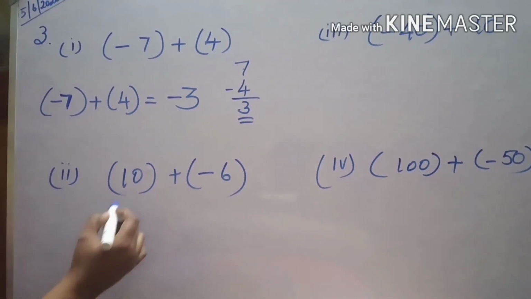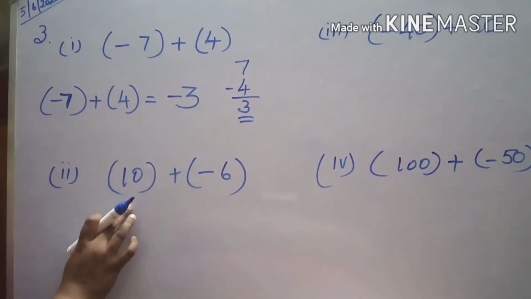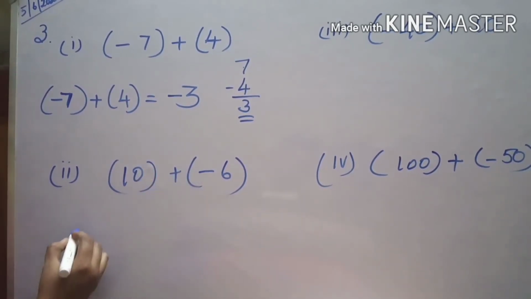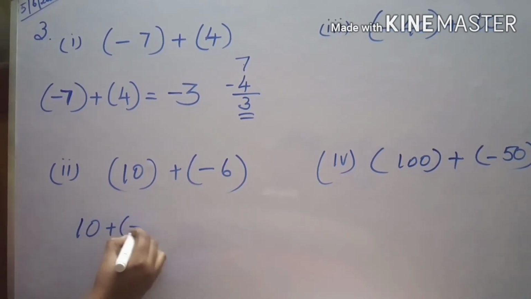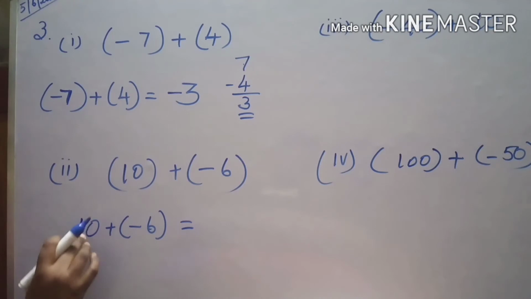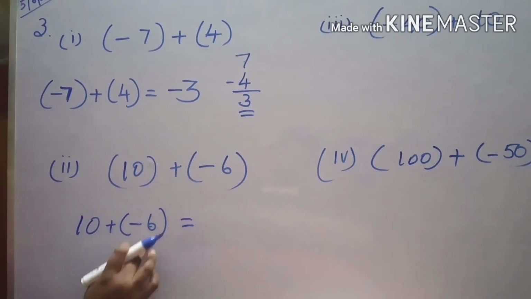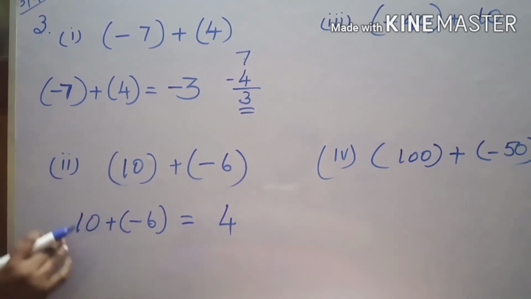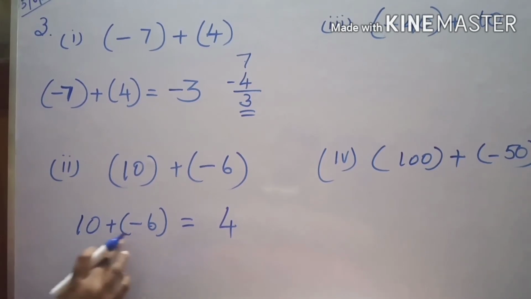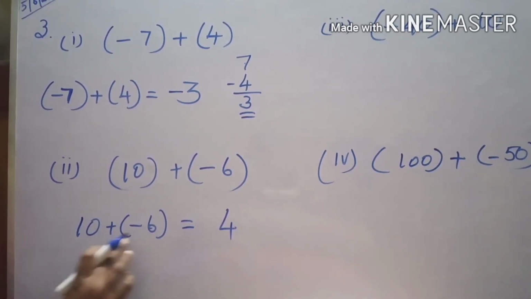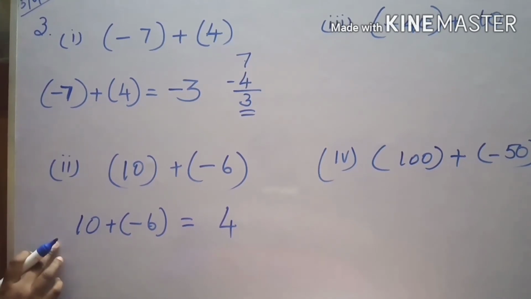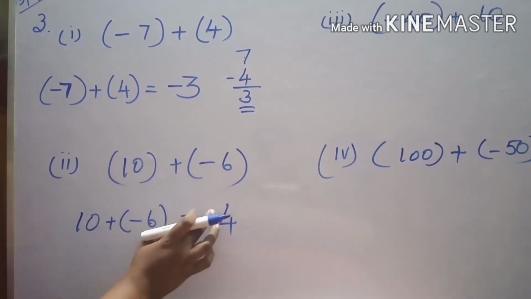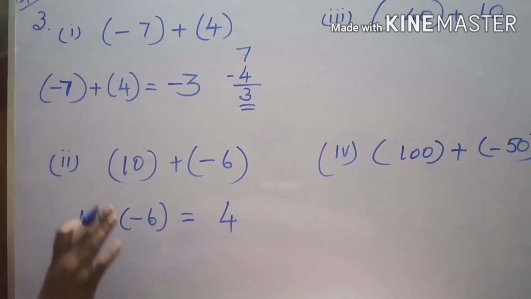Here 10 plus minus 6. 10 is a positive number. 6 is a negative number. 10 plus minus 6 is equal to, first subtract these two numbers. 10 minus 6, you know very well, is 4. The greater number here is 10. Compare these two numbers, 10 and 6. Which number is greater? 10. The greater number's symbol is? No symbol. No symbol means what? Positive number. So for a positive number, you can leave it. No need to put any sign over there.